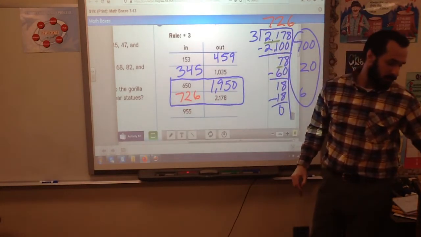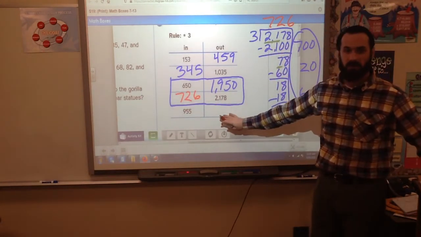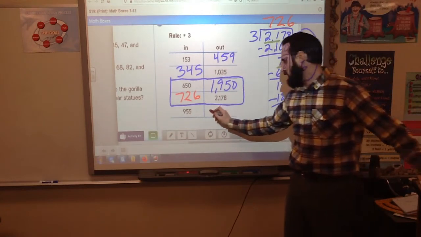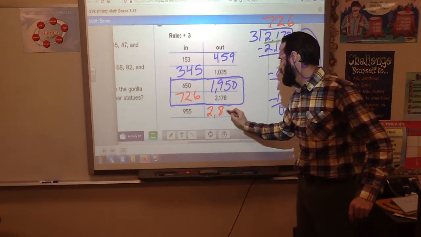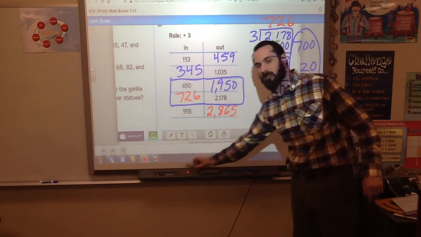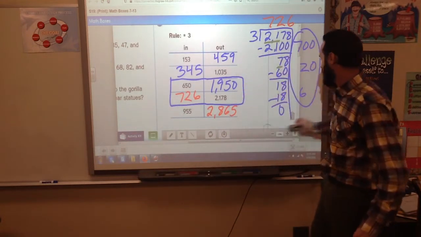Now, the last problem here, the fifth problem, was an optional one. If you got it, your answer should have been 2,865. I'm not going to work through that in the interest of time, but you can check your answer there.